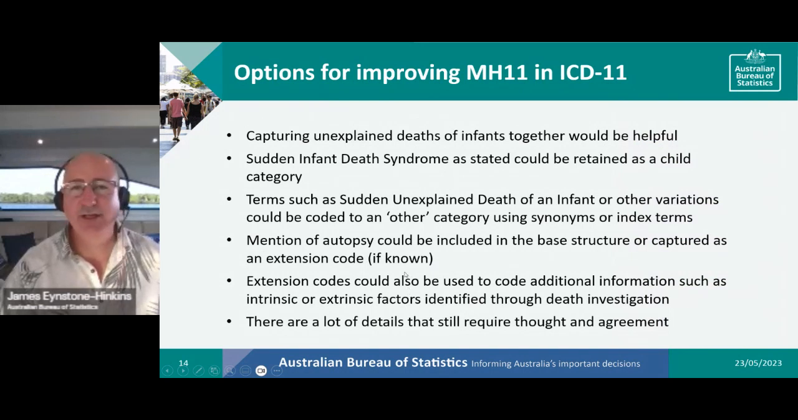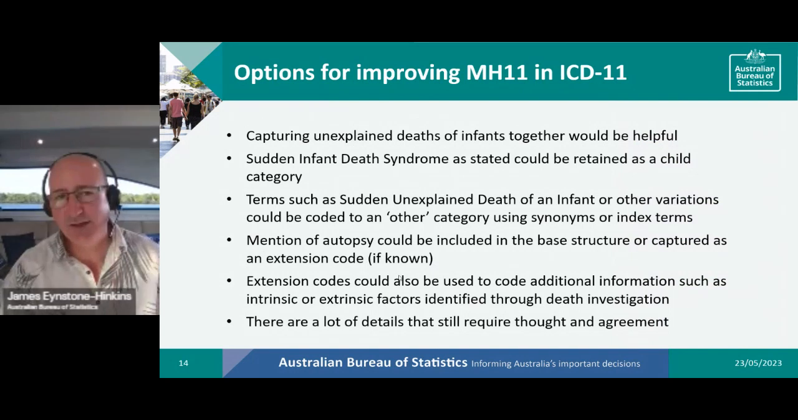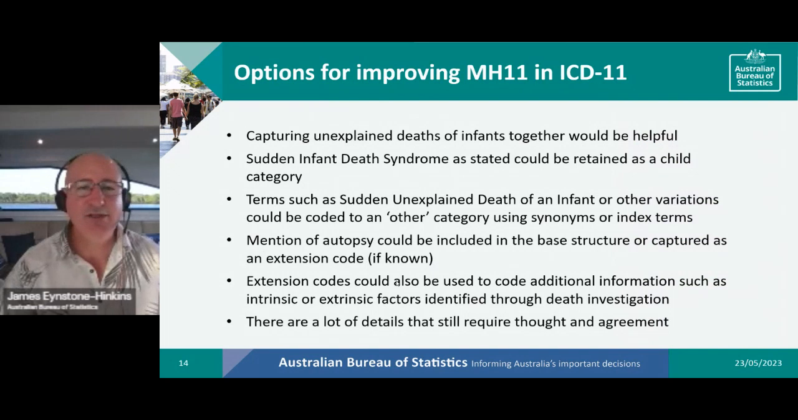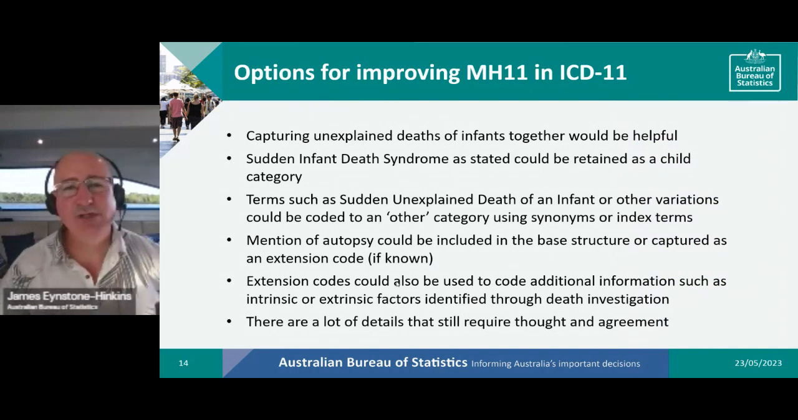So it may be through a death certificate or through a coronial investigation, but trying to use that where other things have been excluded, and to be able to then separately classify deaths which are described as sudden unexplained deaths of an infant or other variations of those terms. And I understand that there would be a number of additional synonyms or index terms that would potentially be captured outside of SIDS.